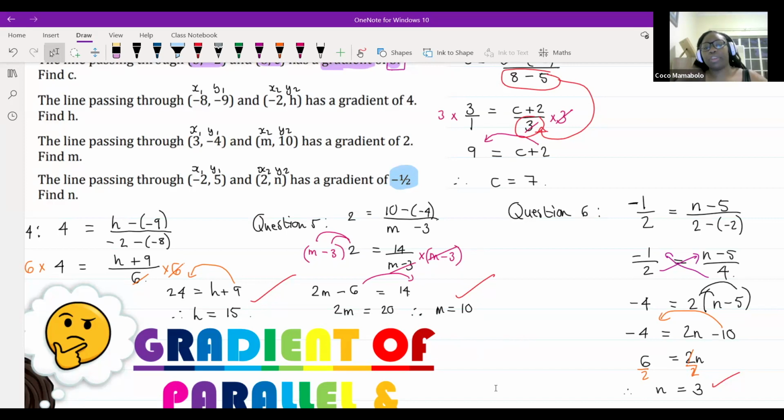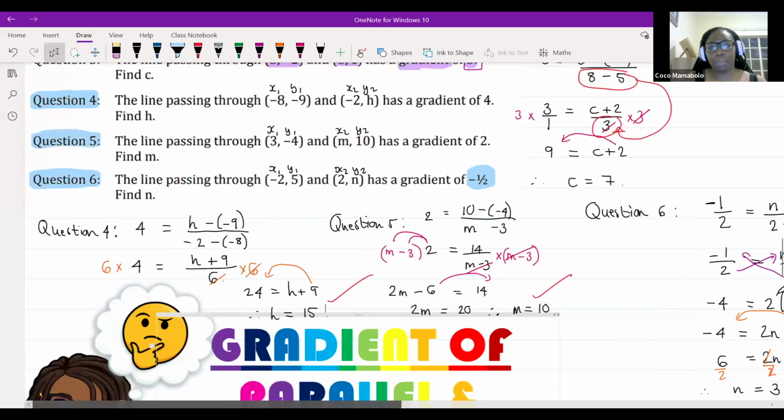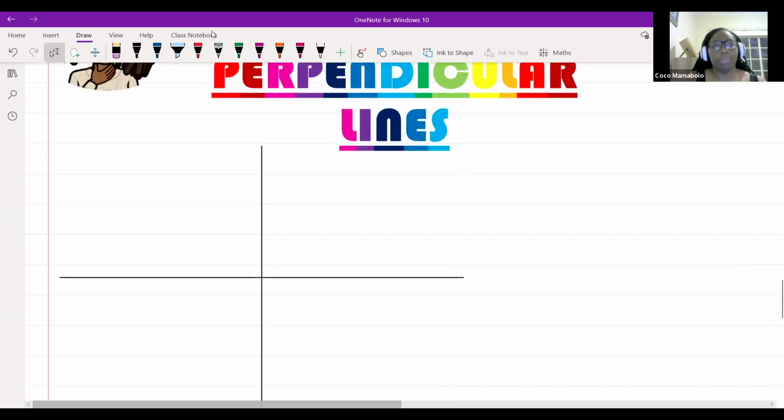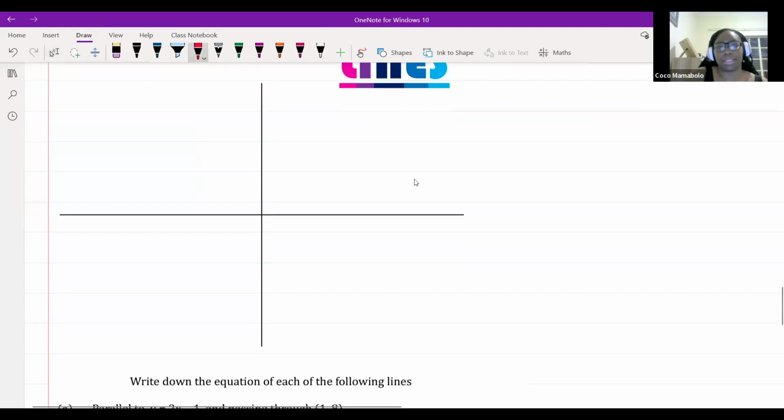All right, let's move on to something a little bit more substantive, right? We're going to talk about the gradient of parallel and perpendicular lines. Okay, now I'm going to make an easy statement here. I'm going to start talking about parallel lines first, and then we'll talk about perpendicular lines. But we're going to talk about both of them before we get into the exercise, right?